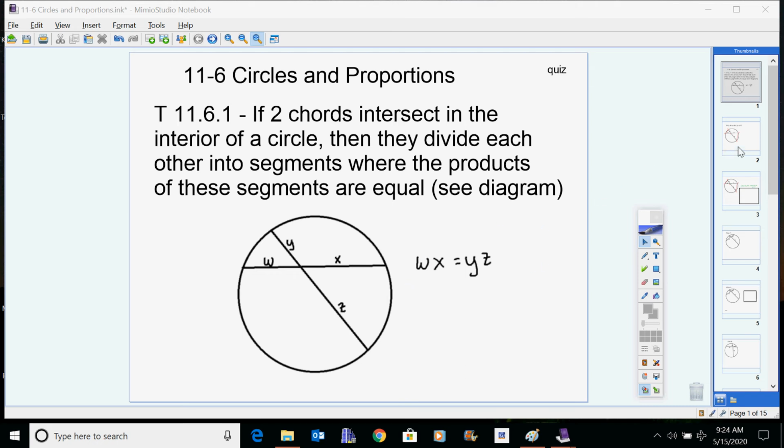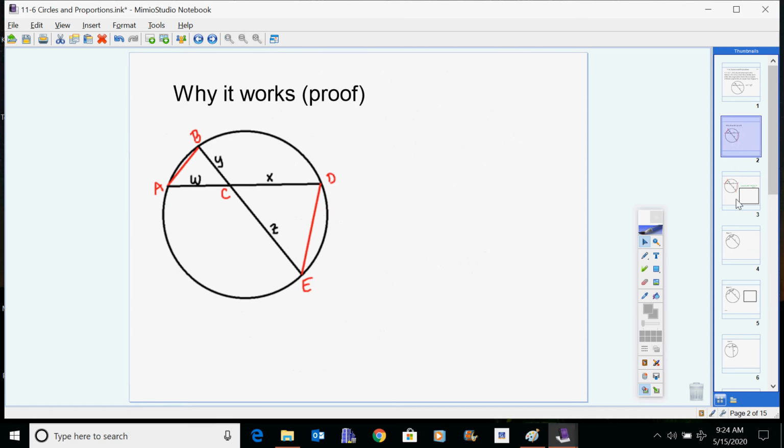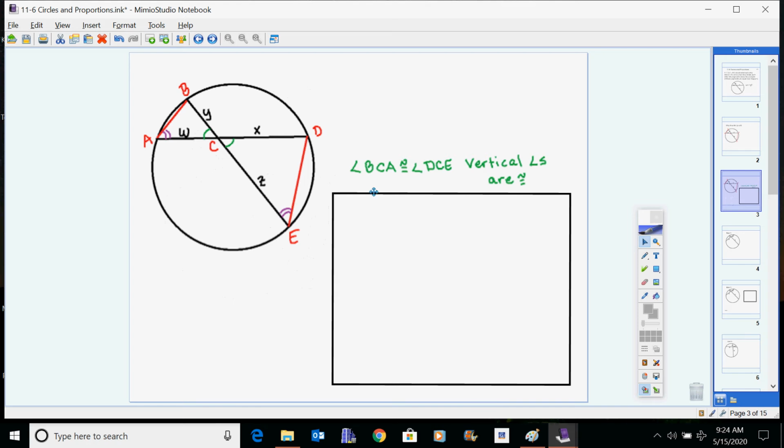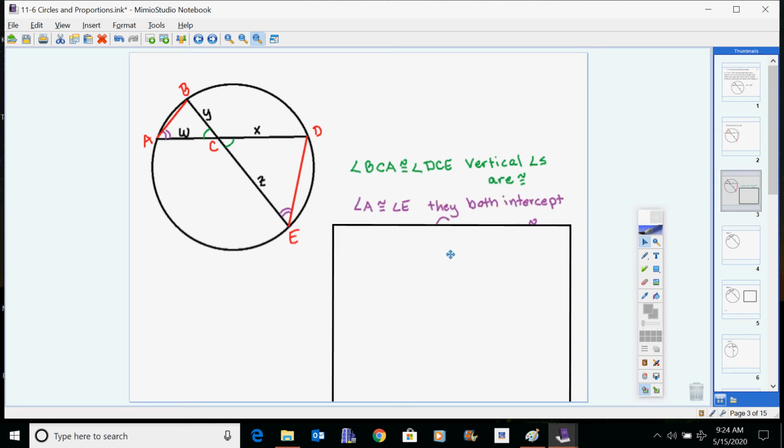So first of all, we're going to take a look at why that works. So a little mini proof here. I'm just going to draw in a couple of extra lines. We're going to put in some labels, A, B, C, D, E. We draw in this line. We still have our original, and we're trying to show why W times X equals Y times Z. So the first thing that we can consider is that we have vertical angles here. Since vertical angles are congruent, we can say that those two angles are equal to each other.